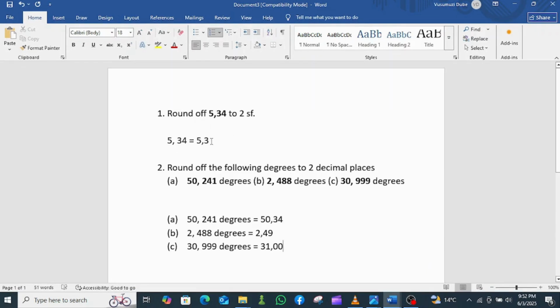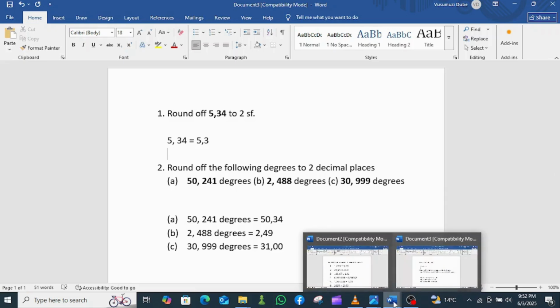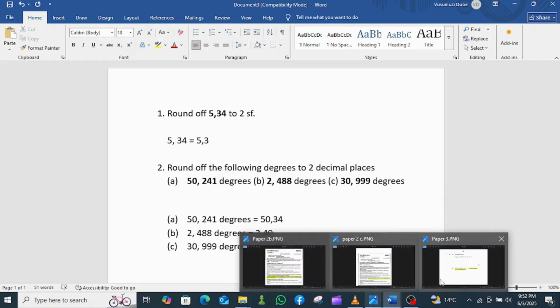Even if the question says round off numbers to certain significant figures, apply the same rules. For instance, if they say round off 5,34 to 2 significant figures, I will count 1, 2. This time around you look at the third number, and if the third number is less than 5, you don't add anything to the second digit, but if the third number is 5 or it's greater than 5, you add 1 to the second digit. The answer here is 5,3.